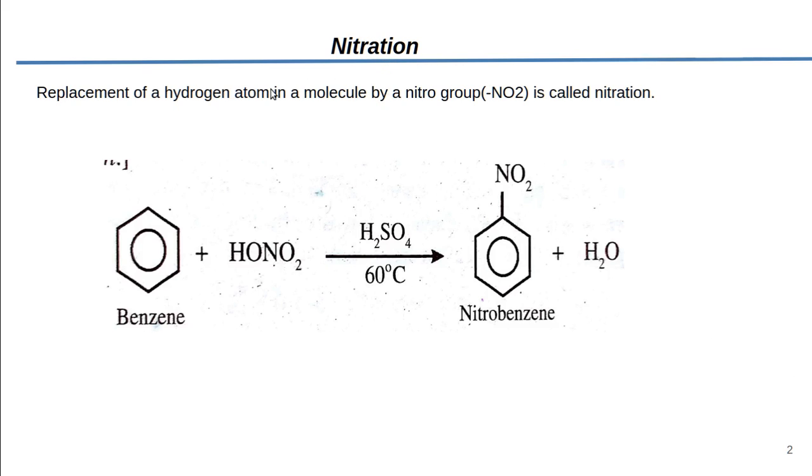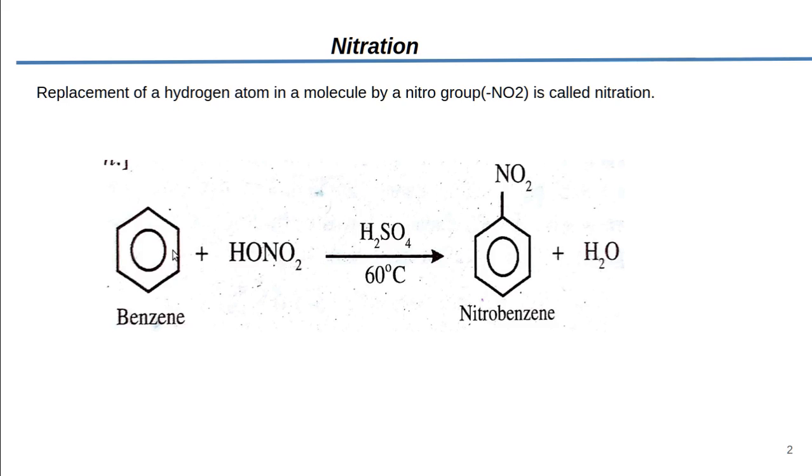So what is a nitration reaction? Replacement of a hydrogen atom in a molecule by a nitro group, that is the NO2 group, is called nitration. From benzene, one of the hydrogen atoms is replaced by a nitro group from nitric acid, producing nitro substituted benzene. That is known as the nitration reaction.